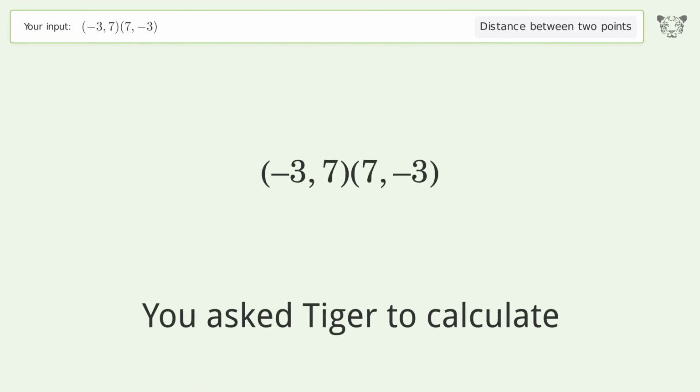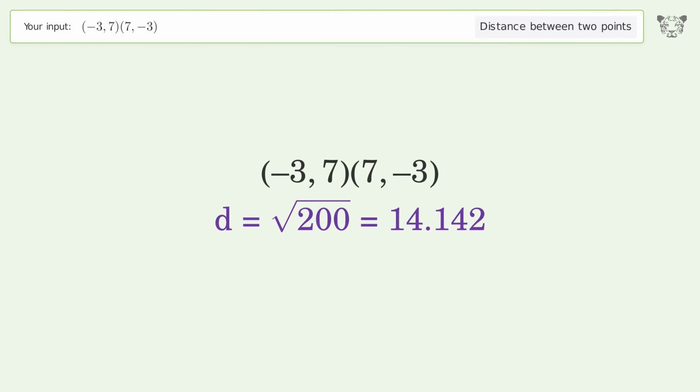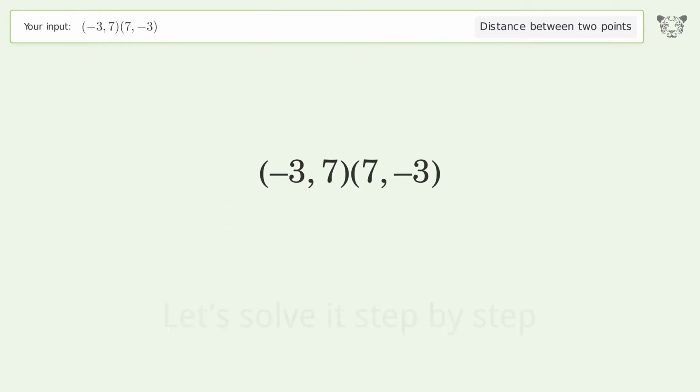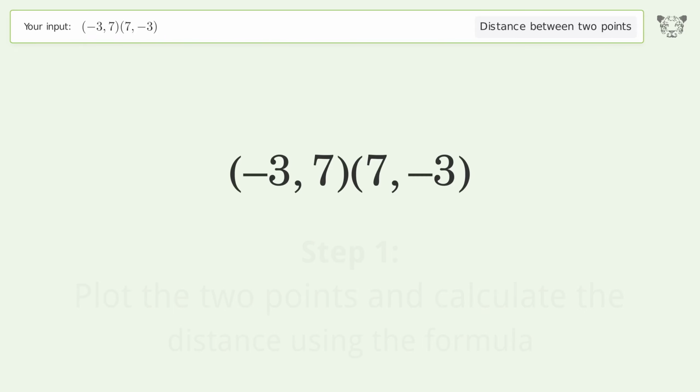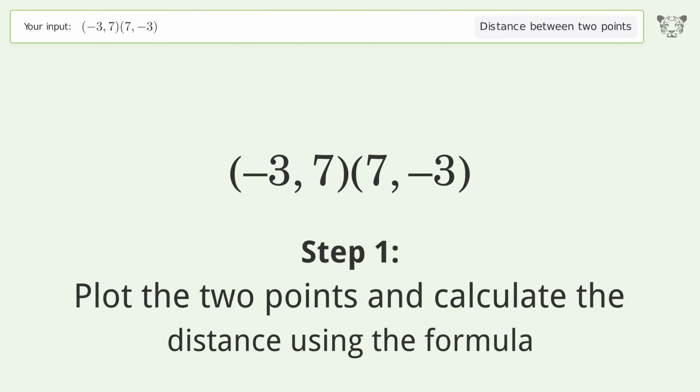You ask to calculate the distance between 2 points. The distance between the 2 points is the square root of 200, or 14.142. Let's solve it step by step. Plot the 2 points and calculate the distance using the formula.